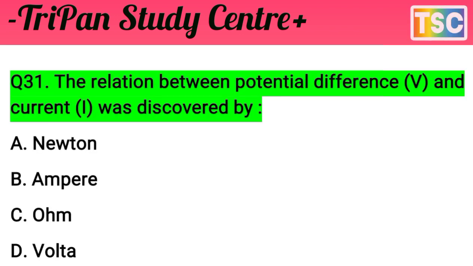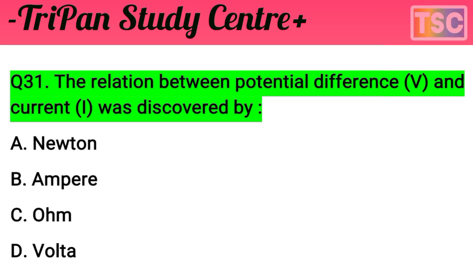Next question, that's important: the relation between the potential difference V and current I was discovered by whom? The question is clear. The relation between the potential difference V and current I was discovered by. It means V is equal to IR, which is Ohm's law. The answer is clear here: the relation between potential difference and current was given by Ohm. It means option C is correct here.